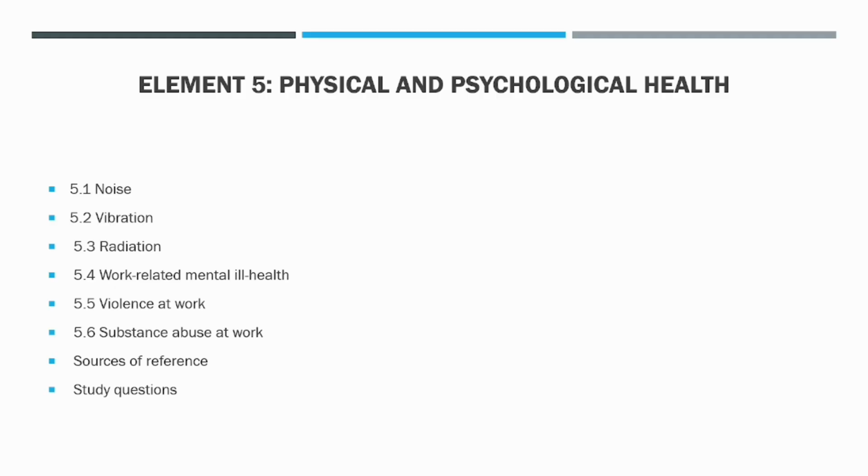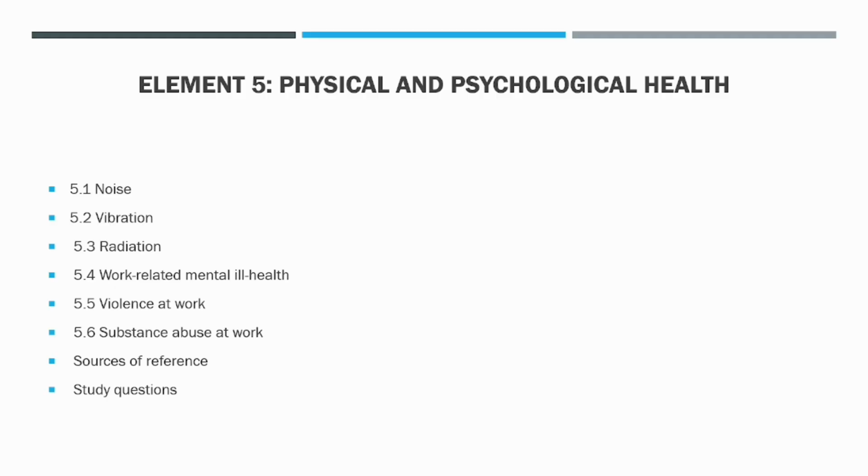The second is vibration. Exposure to vibration can damage the nervous and circulatory systems if not properly managed. The third module is radiation. Radiation exposure must be controlled to prevent serious health effects.